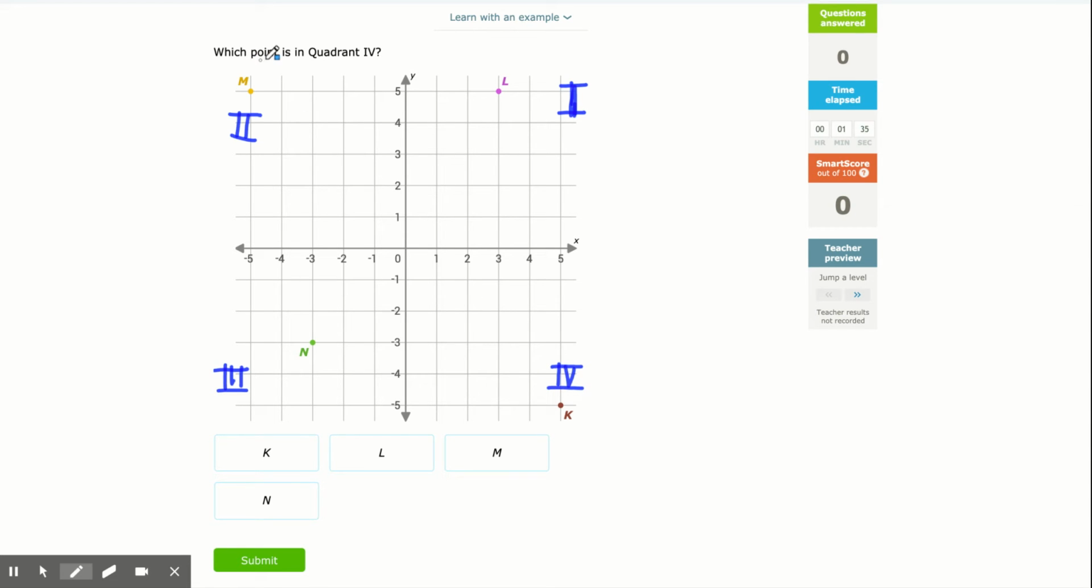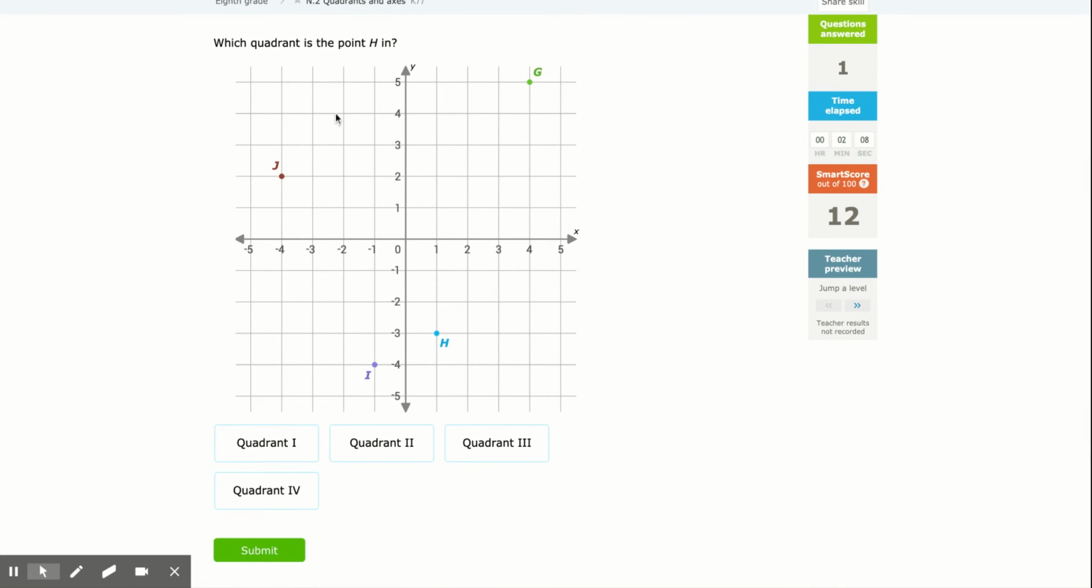So when it asks which point is in quadrant 4, just remember, the quadrant 4 is going to be in the bottom right. You work your way around, starting here, 1, 2, 3, 4, and that's this point here, K. So just write down on a sheet of paper really quickly this little grid that the quadrant 1 is in the top right, quadrant 2 is the top left, quadrant 3 is the bottom left, and quadrant 4 is the bottom right.